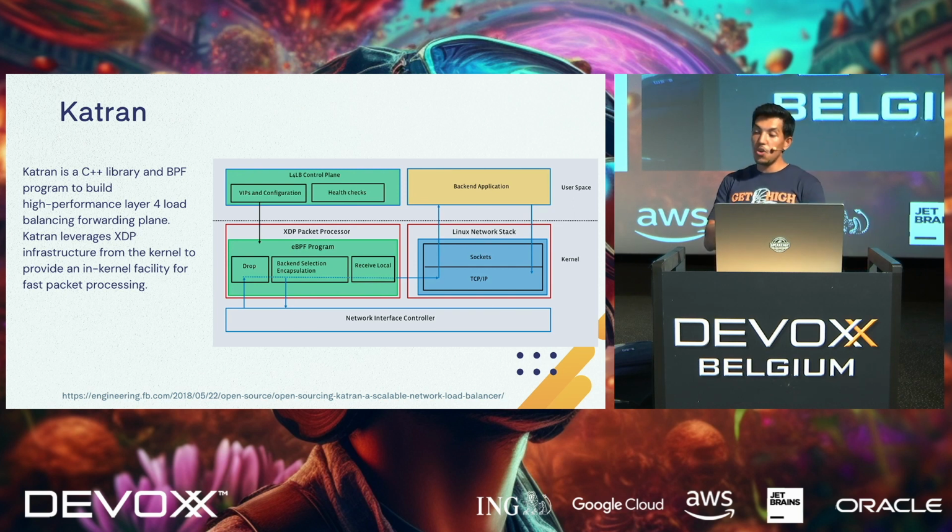Katran is a load balancer from Facebook. Now it's Meta. That was open sourced a couple of years back, I think in 2018, and that's what helped eBPF gain a lot of traction. When they open sourced it, a lot of people started saying, oh, you can actually do real things with eBPF.